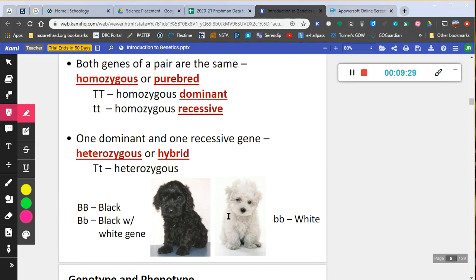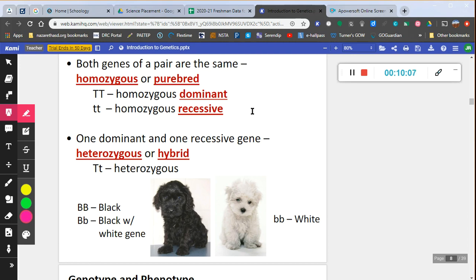All right, when both genes of a pair are the same, for instance, two capital T's, we say that those individuals are homozygous or purebred. Purebred or pure breeding mean the same thing. It just means that you have two of the same alleles for a trait. If you happen to have two dominant alleles, you are homozygous dominant. If you happen to have two recessive alleles, you are homozygous recessive. So homozygous just means having two of the same alleles for a gene.